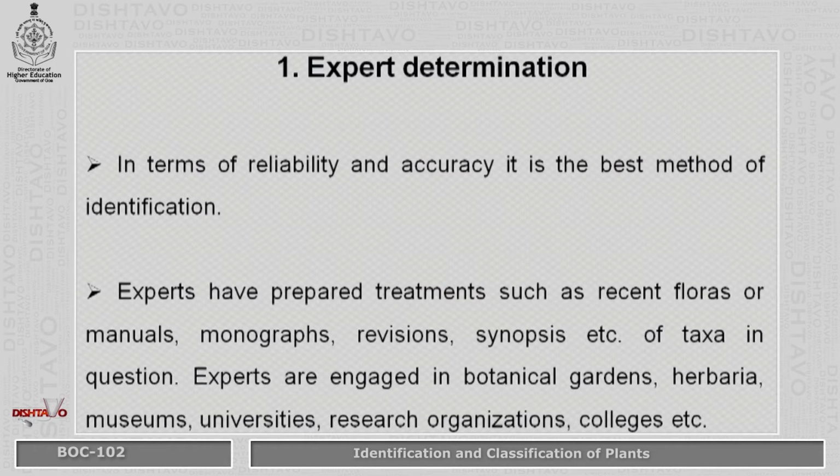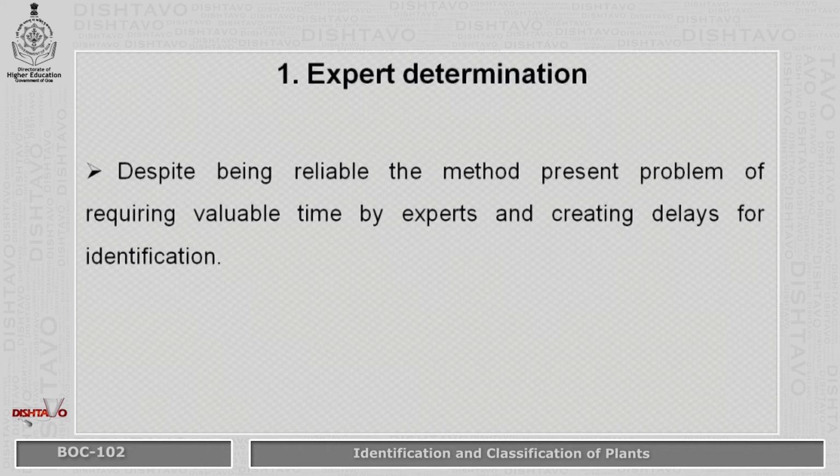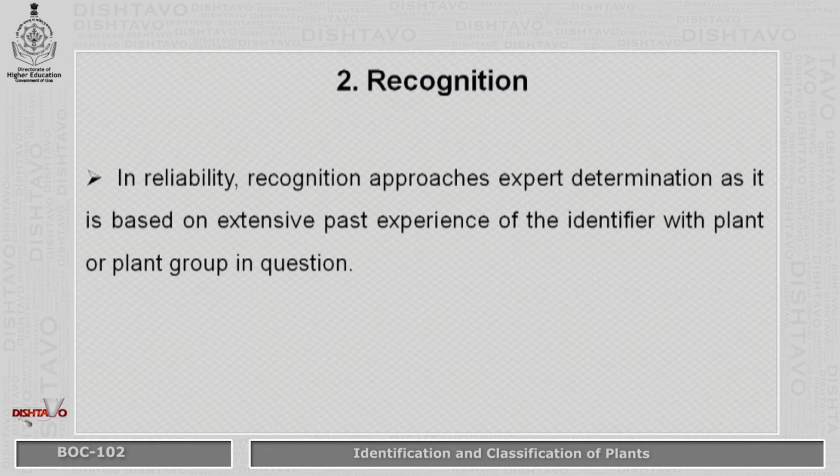Let's go to the first one, expert determination. In terms of reliability and accuracy, it is the best method. Experts are engaged in botanical gardens, herbaria, museums, universities, and other organizations. They have prepared treatments such as recent floras, manuals, monographs, revisions, synopsis of taxa in question. Despite being a reliable method, this method presents a problem of requiring valuable time by experts and creating delays for identification.